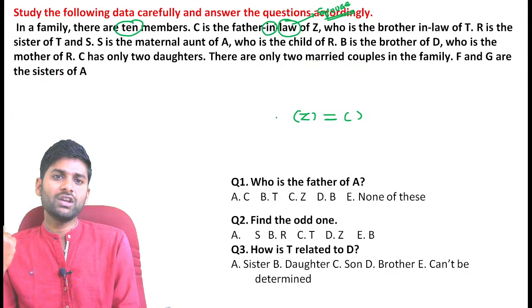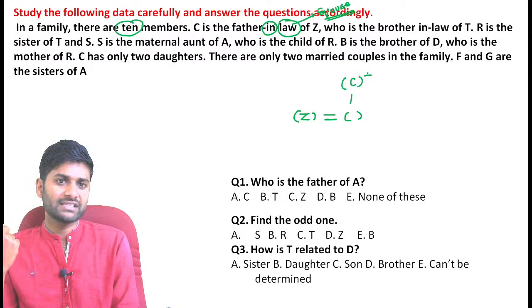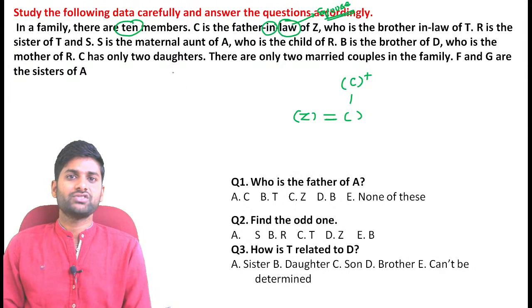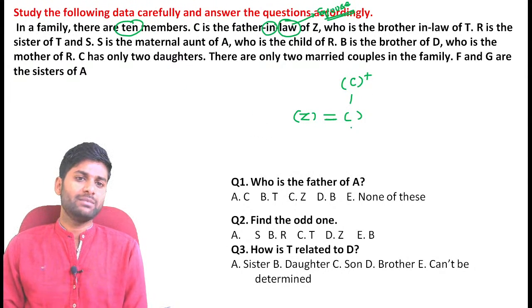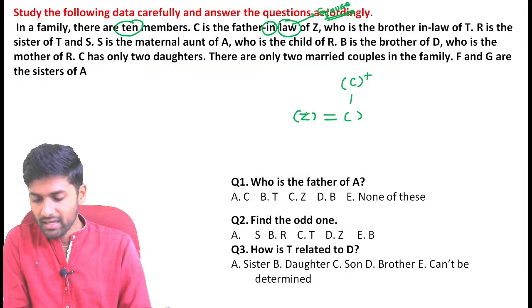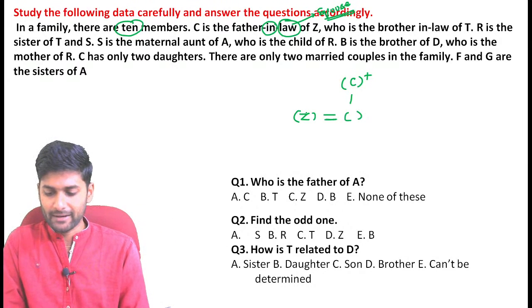Now C is the father-in-law of Z means Z married someone, so Z's spouse's father is the father-in-law. In that, we just connected the entire diagram. So C is the father-in-law of Z means Z married someone, someone having a father, and that father is the father-in-law of Z. So that is the important line. That is the first part.